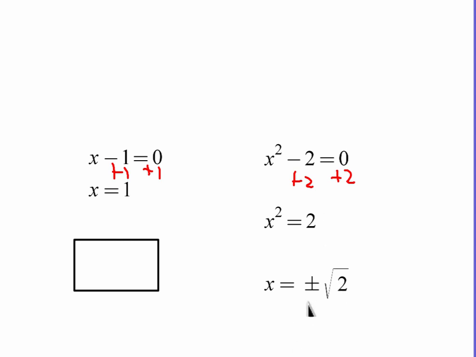The square root of 2 is an irrational number, so we don't actually write it as a decimal. We just leave it as square root of 2. And we once again put that plus or minus on there. So our answer for this problem is going to be 1 and plus or minus the square root of 2. All right, let's look at one last example.